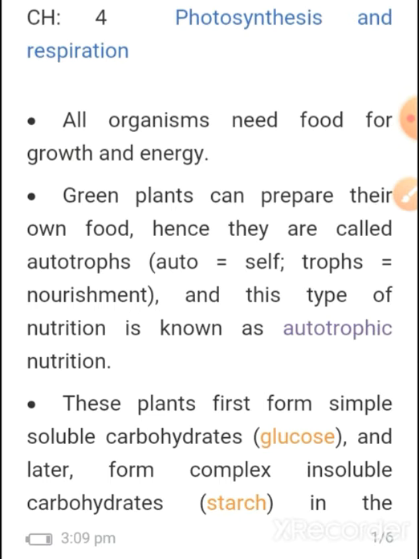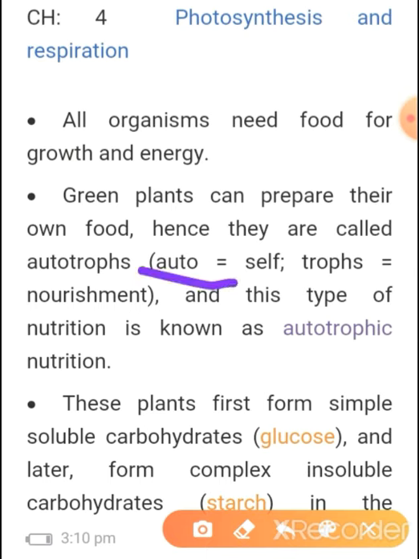All organisms need food for growth and energy. Green plants can prepare their own food, hence they are called autotrophs. Here, auto means self and troph means nourishment. This type of nutrition is known as autotrophic nutrition.